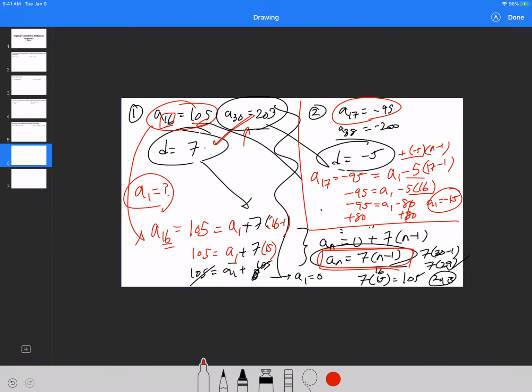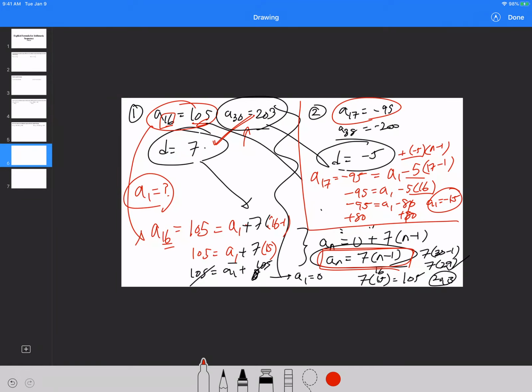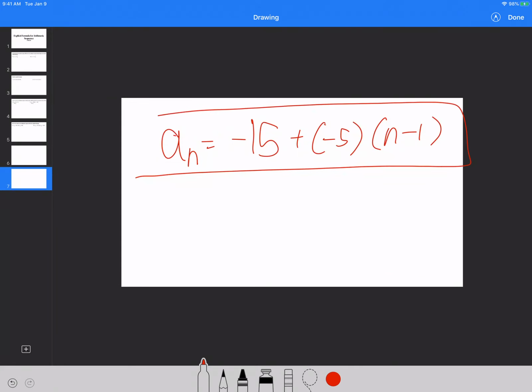So my final answer for the last question, a sub n is equal to negative 15, the first term, plus the common difference of negative 5 times n minus 1. This should be my final answer for the second question.